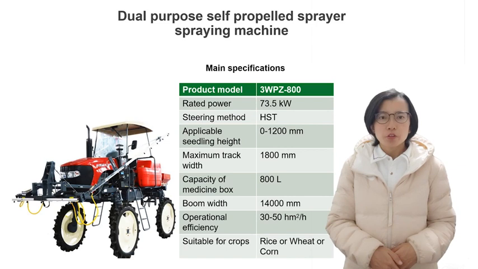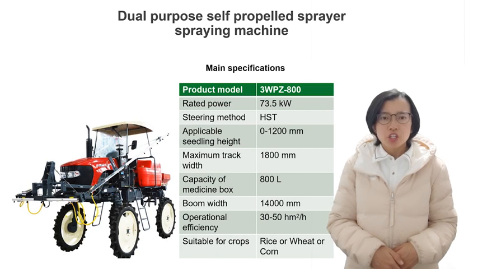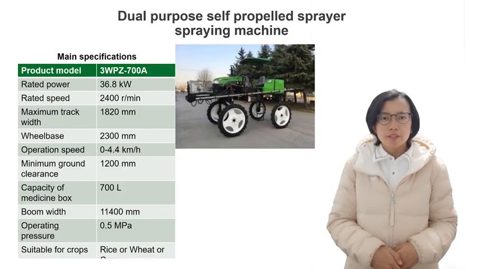Self-propelled boom sprayer for field. It is made by a Chinese company in Zhenjiang. Some main specifications of it. And this is another dual-purpose self-propelled spraying machine. Some main specifications of it.